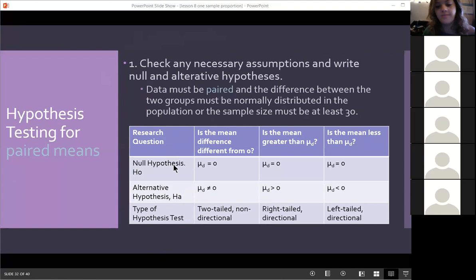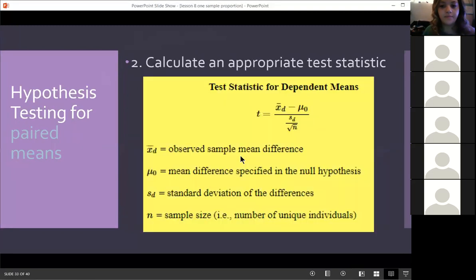Like I said, it's the same situation we'd be using for all the hypothesis testing, just with different symbols, because you're using different means or proportions or whatnot. So obviously this is exactly the same as our one sample mean, but we do have the subscript of D down here, so we can denote that it is a difference of paired means.